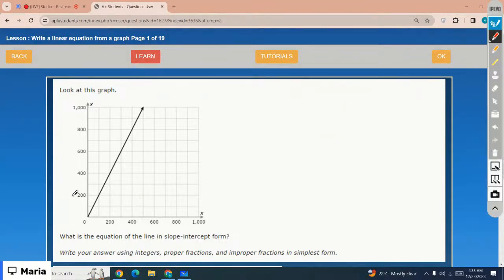So again, we have to write down the equation in slope intercept form. That is y equals mx plus b. For this equation, you need two things. One of them is the slope, and the second one is the y-intercept. The graph is passing through the origin. So b is 0, right? Because the graph is passing through the origin.